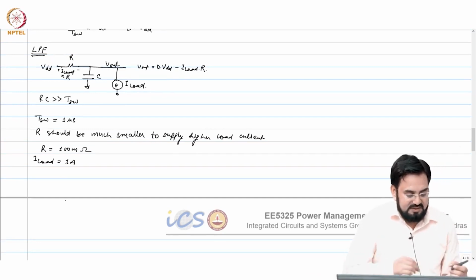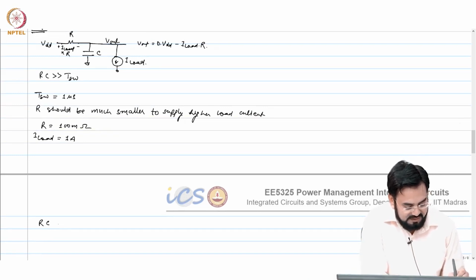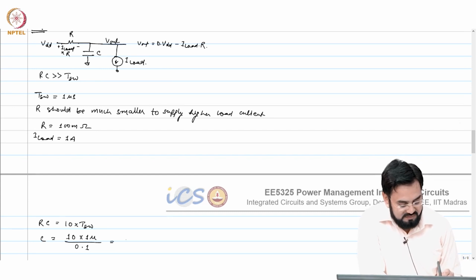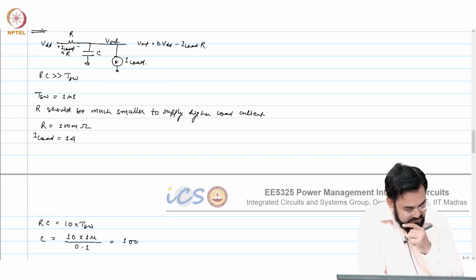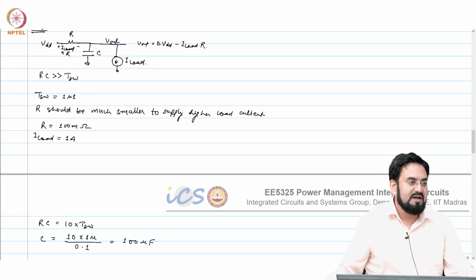Now let's say you want the RC time constant to be 10 times of TSW. Let's calculate the value of C. 10 into 1 micro over 0.1. What is this value? 100 microfarad.